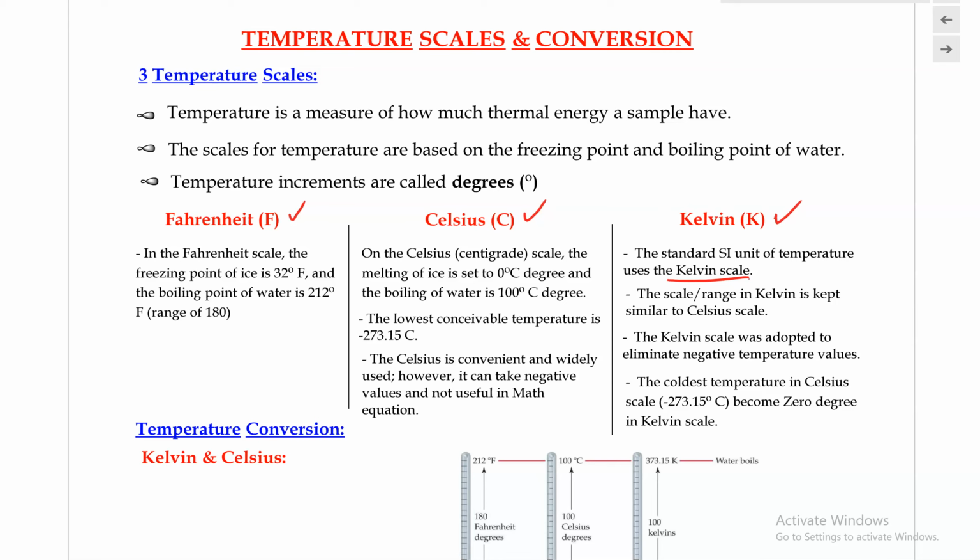So now let's go over how these three temperature scales right here were established. They were all established based on the freezing point and the boiling point of water. So basically using water as a standard and then setting the temperature based on the freezing and the boiling point of water.